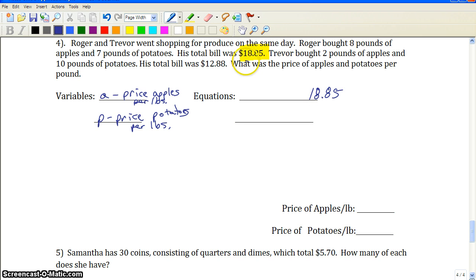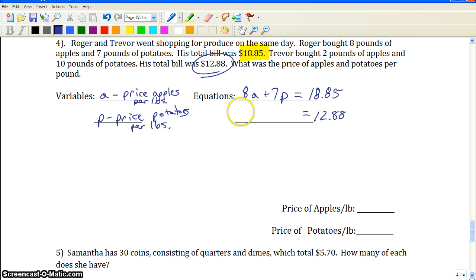What funnels into 18.85? Well, buying 8 pounds of apples and 7 pounds of potatoes. So 8 pounds times the price of apples, right? Plus 7 pounds times the price of potatoes. That gives us our first equation that we're going to work with, and then we go about getting our second equation. Another total is given, 12.88.